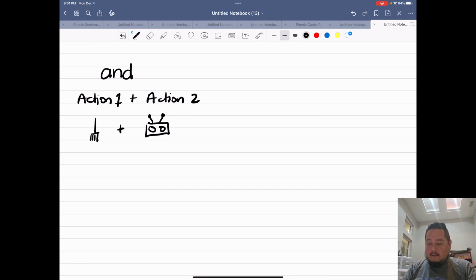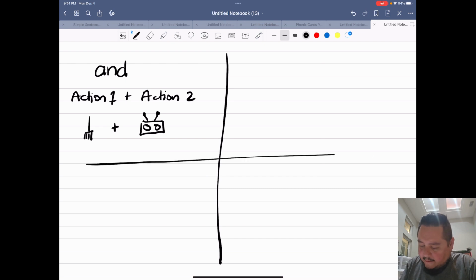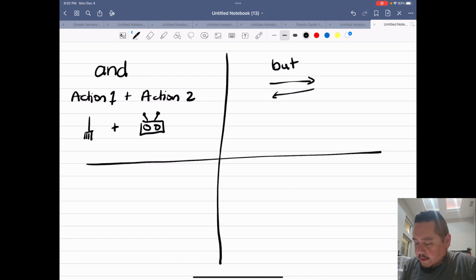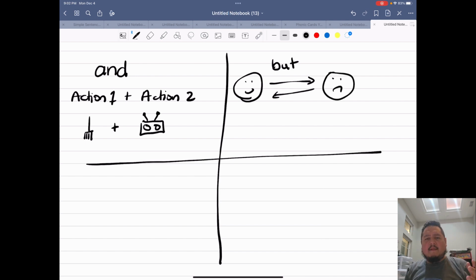You're sweeping the house and you're listening to music. You're doing two actions. Okay, so now that we have and, we can move on to the next conjunction, which is but. But is opposites. You could go as far as saying opposites as in colors, white and black, day and night, moon and sun. I like to draw two arrows, one going one way and the other going the other way, to say we're going opposite ways. Another thing I like to draw is a happy face and then a sad face, or a sad face and then a happy face. Basically, you get good news and you get bad news.